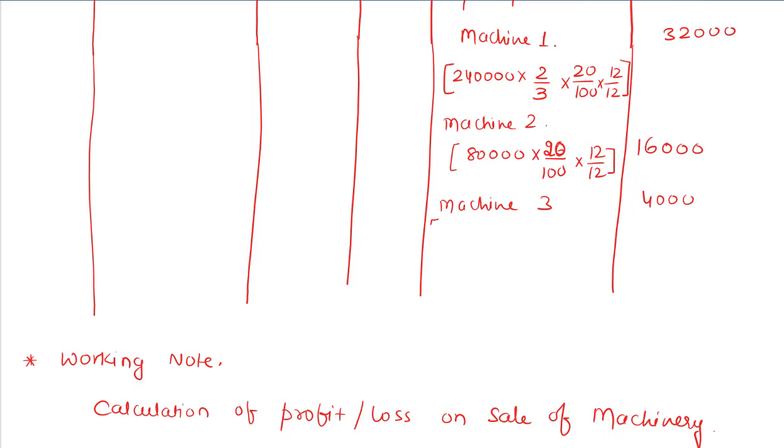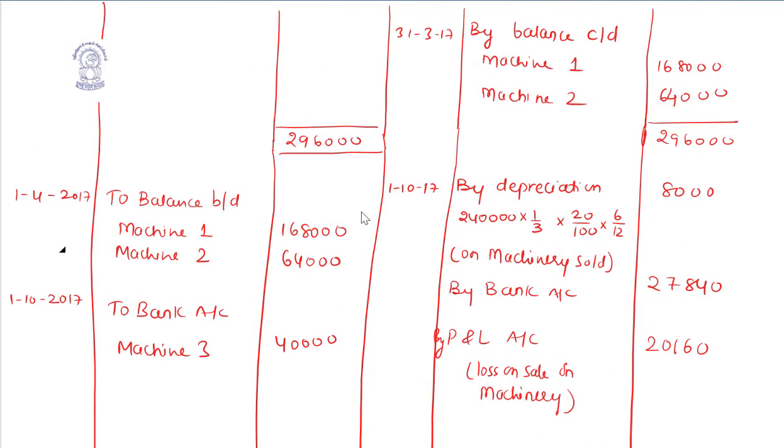The value is 4,000. How did this 4,000 come? We purchased it for 40,000 multiplied by 20%. This is 8,000, and this is 6 months, so 6 by 12. I believe you understood. Now we are going to calculate the closing balances. Let's do the total of this.